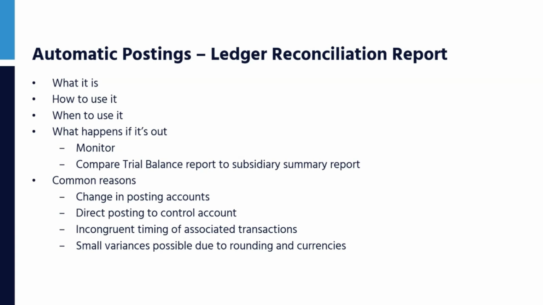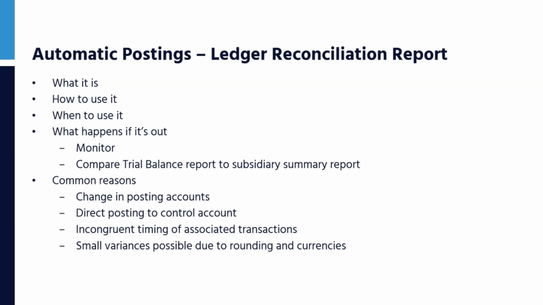So some of the common reasons this report can be out: if you've changed your posting accounts but you haven't journaled the balances across, then the report's going to be out. If you do a direct journal to a control account for no particular reason, then your reconciliation report's going to be out.